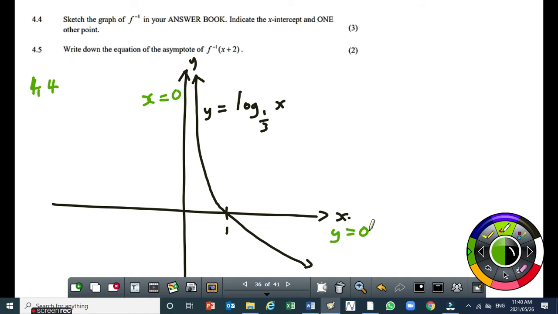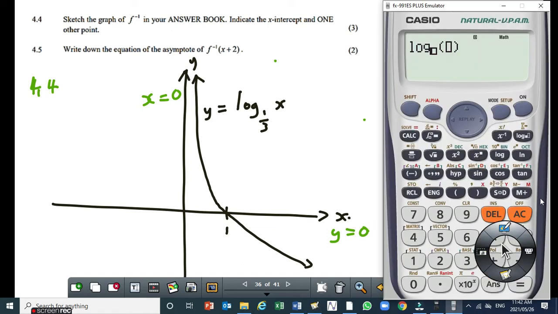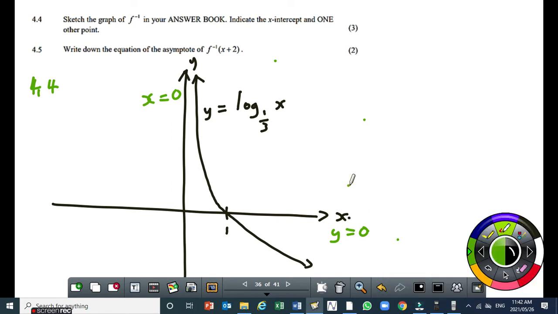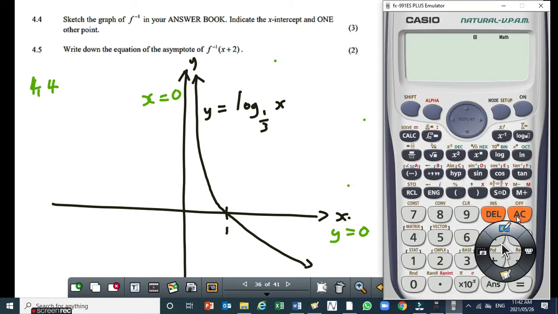Okay, let me show you on the calculator. Well, this is the calculator. You must have your log, so we put a third. Now you must have a calculator with the fraction option, because it helps. So I'll put a third, and then I said let x be a half, which is 0.5. Then I'll get 0.63.